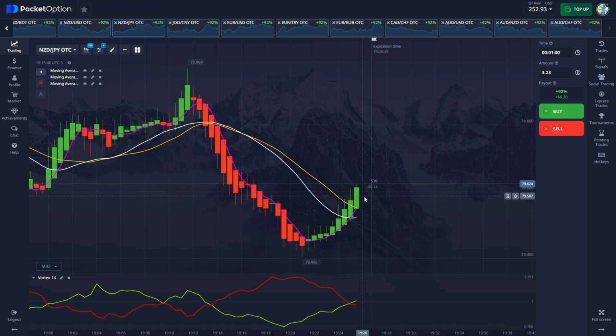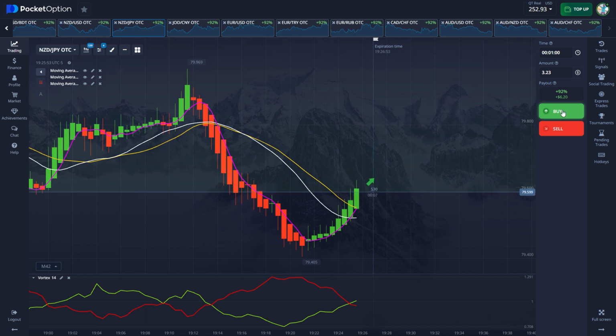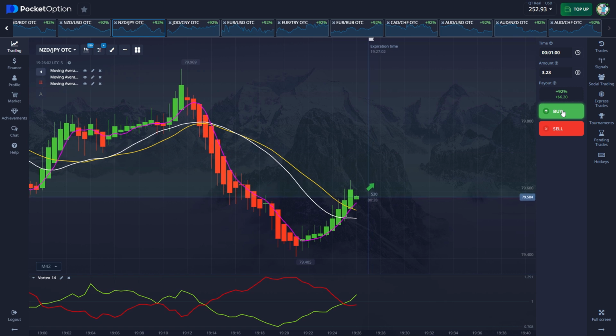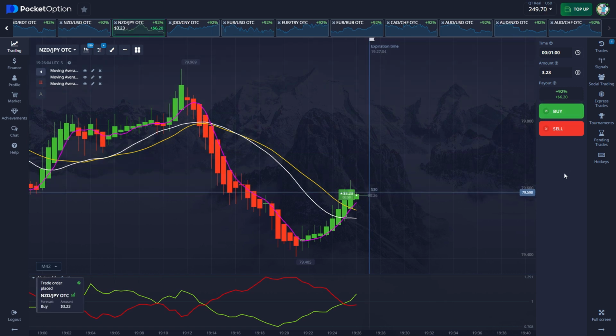We're gonna see if this retraces a little bit and it wants to continue on this upward momentum, then we're gonna go ahead and get into this one. So we'll just give this a second here. We're gonna wait one more candle. There it is there. We are crossed and we're gonna buy this one up.